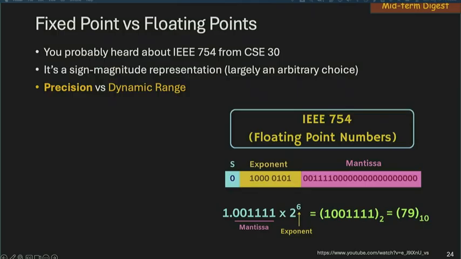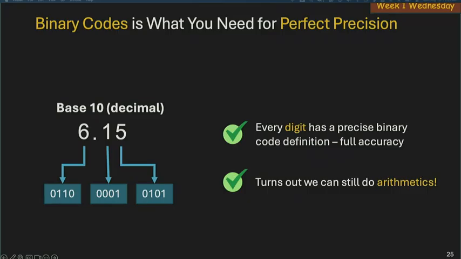Floating point, according to this definition, I really have no control over its dynamic range. But if you really don't want to lose anything, you want large numbers, you want full precision, binary code is what you need. You can represent every decimal digit using a binary coding, and then do arithmetic with these binary codes. And because every digit has a precise binary code definition, you can maintain the full accuracy of the representation and also of the computation.